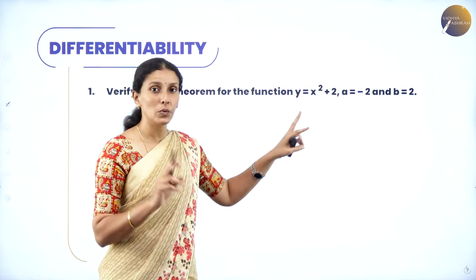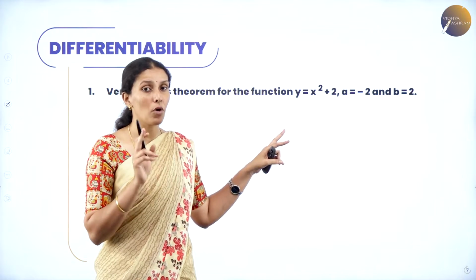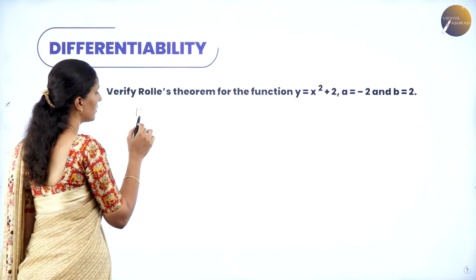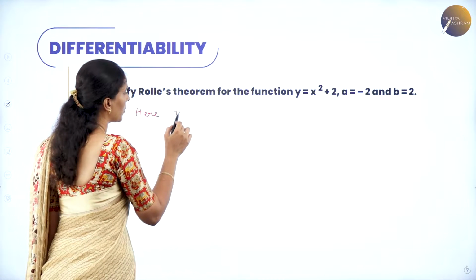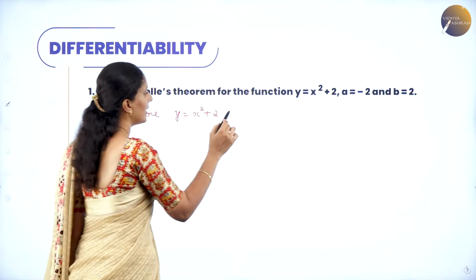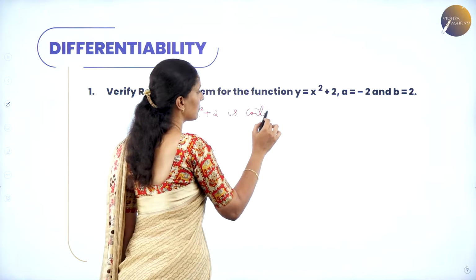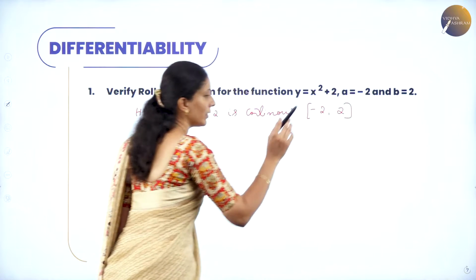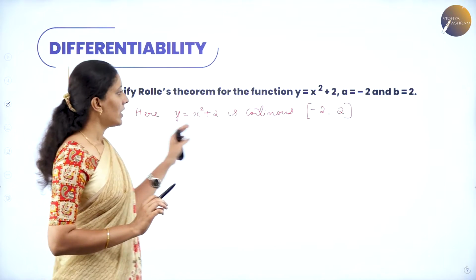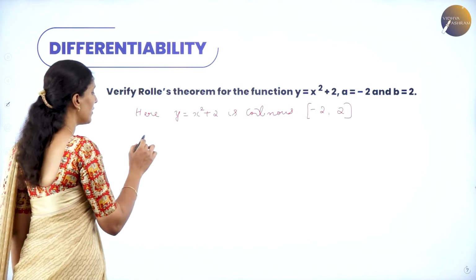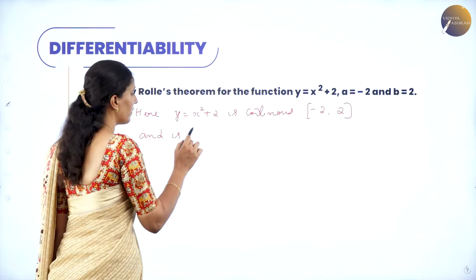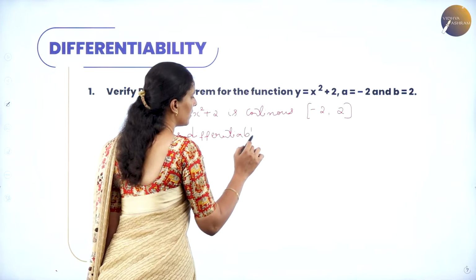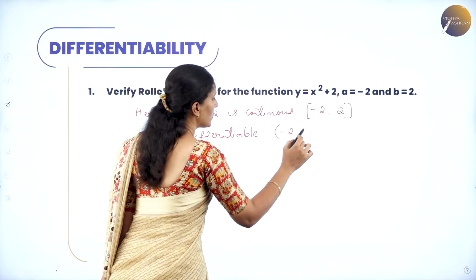Clearly the function is y is equal to x square plus 2. We know that x square plus 2 is a polynomial function, and every polynomial function is continuous. That is why we can clearly say that y is equal to x square plus 2 is continuous and differentiable in the interval minus 2 comma 2.